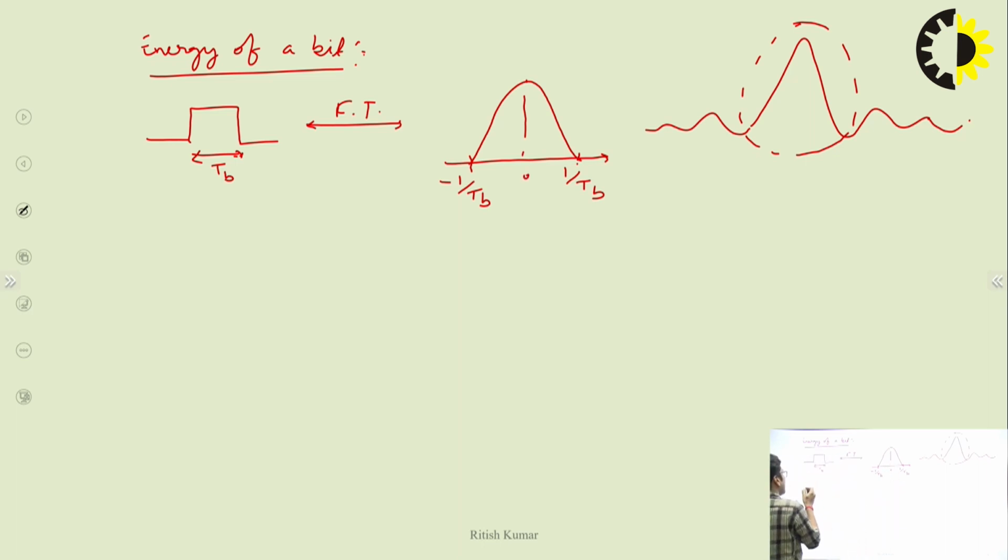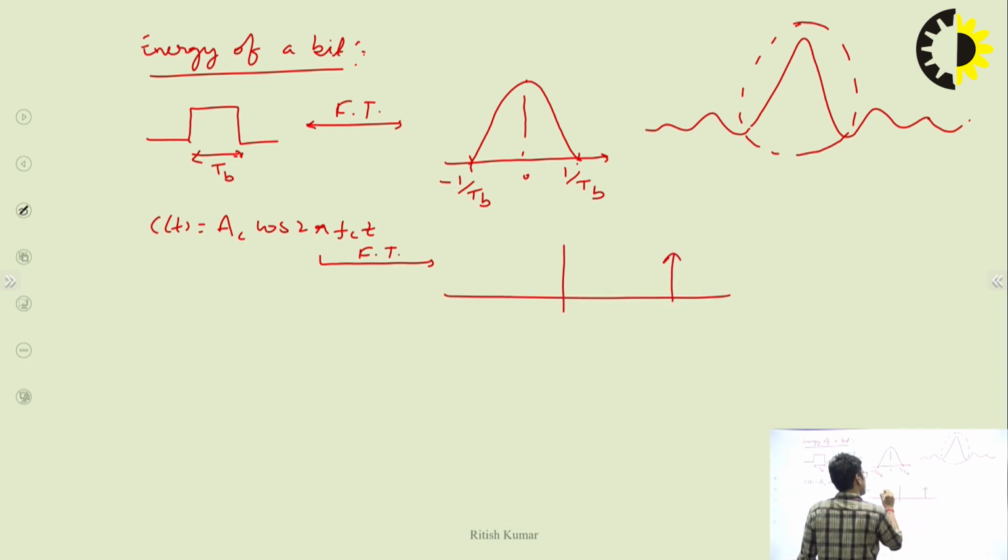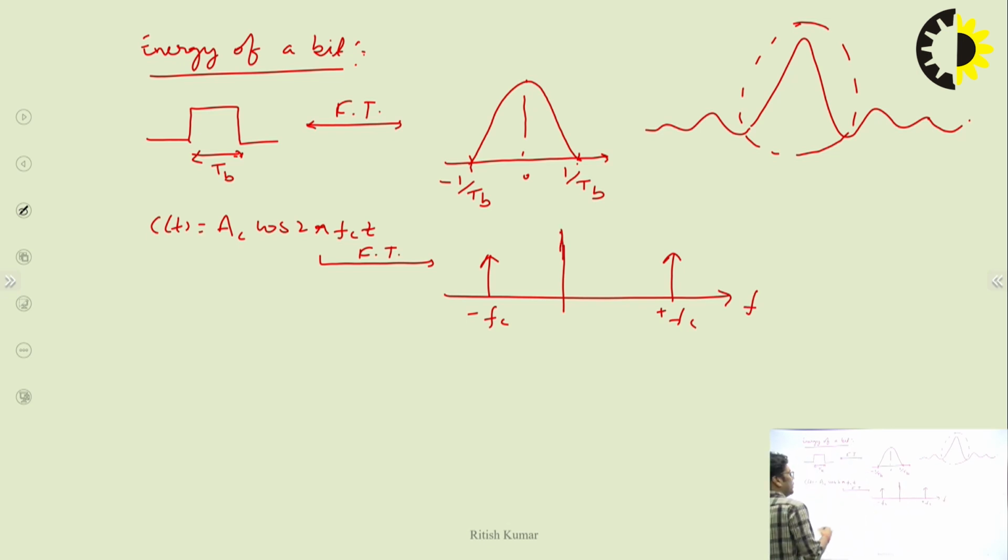As I know, the carrier signal is CT equal to AC cos 2 pi FCT, right? If I take the Fourier transform of this one, what do we have? Simply two impulses, plus FC and minus FC, and the amplitude is AC by 2. This is the spectrum of this carrier signal.